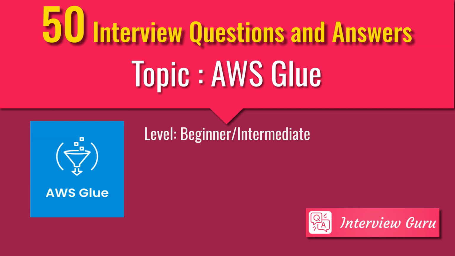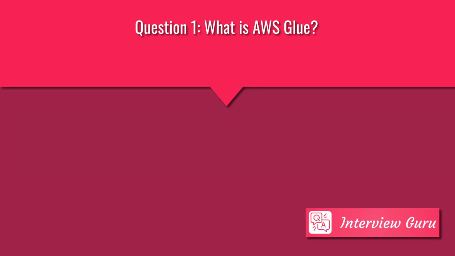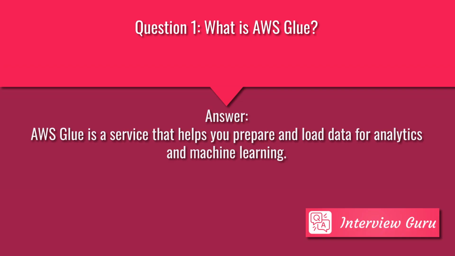50 interview questions and answers. Topic: AWS Glue. Level: beginner to intermediate. Question 1. What is AWS Glue? AWS Glue is a service that helps you prepare and load data for analytics and machine learning.